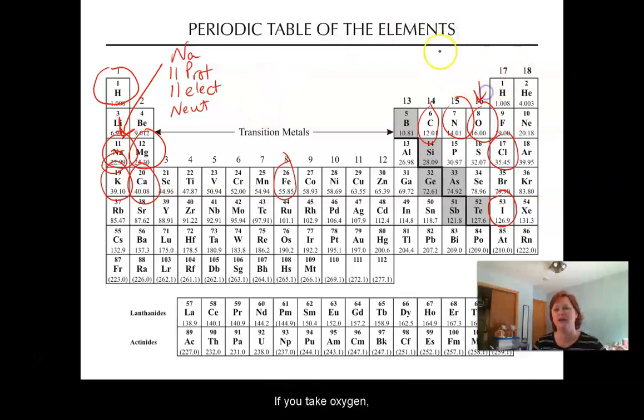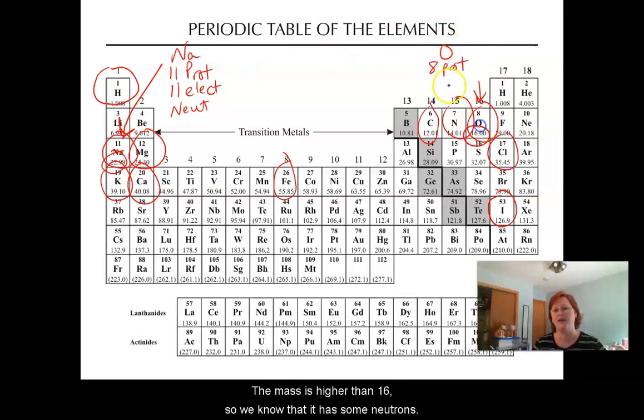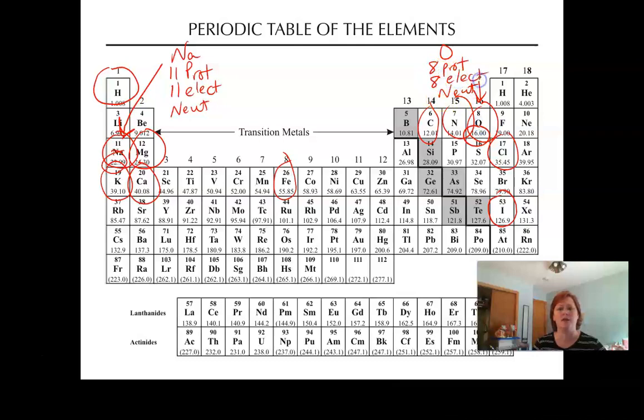If we take a look at oxygen, oxygen has 8 protons. The mass is higher than 16, so we know that it has some neutrons. And assuming that this atom is neutral to start, it would also have 8 electrons.